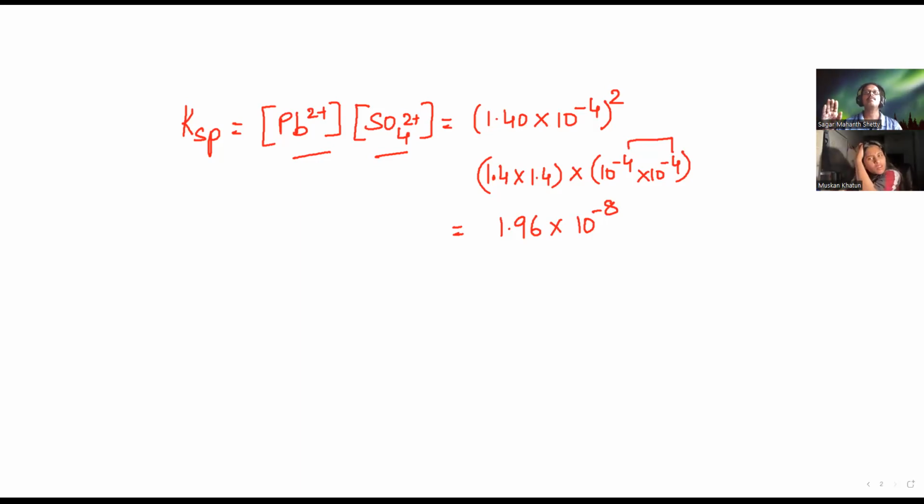Similarly, you have values for other substances as well. Maybe during your exam, you'll be provided with these values. Then they'll ask you to find out the solubility product constant. Now, let's take another substance.